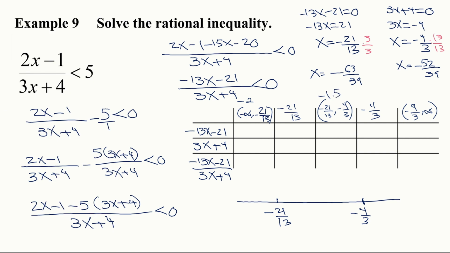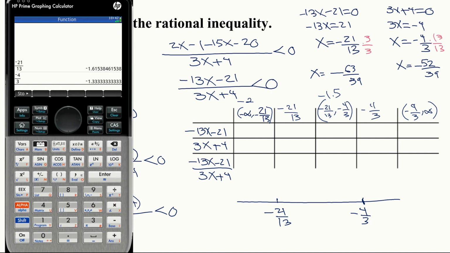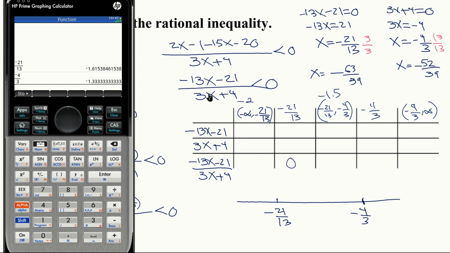All right, I need to keep this on the top. Let's see, there's a trick for that. All right, so now we know at negative 21 over 13 the fraction is 0, and at negative 4/3 it's undefined, right? Because it makes the denominator 0. All right, so how about negative 4/3 to infinity? That's easy, 0, right?